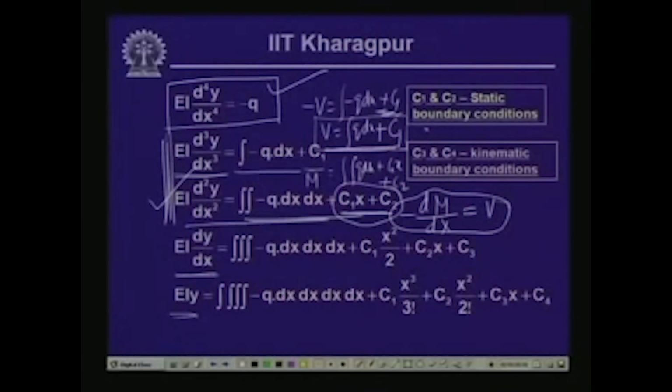So, this is what is written over here, that C1 and C2 we can compute from the static boundary conditions. Now, for this dy/dx and y, we have the constants C3 and C4, and these constants C3 and C4 are evaluated from the relationship of the deflection and the slope of the beam, and these boundary conditions are called the kinematic boundary conditions. So, C3 and C4 are evaluated from the kinematic boundary conditions.